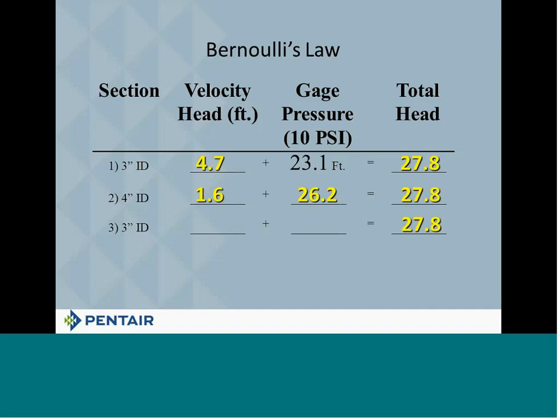When you go back to the 3-inch pipe, the velocity is going to go back up, so the velocity head is going to go back up. And of course, with the velocity head going up, the gauge pressure is going to go back down to what it was originally. Anybody have any question on that?